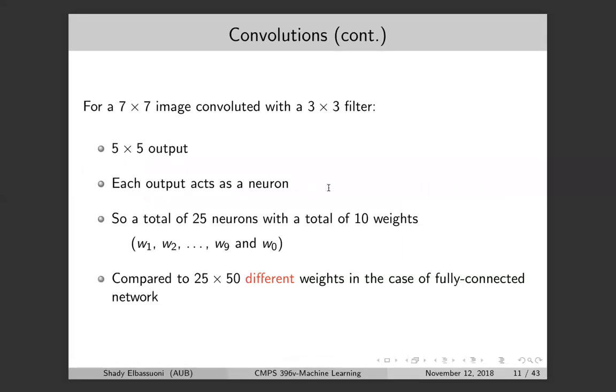Compared to what? Compared to if I had a fully connected neural network, I would have had 25 times 50 different weights in this case. Why 25 times 50?